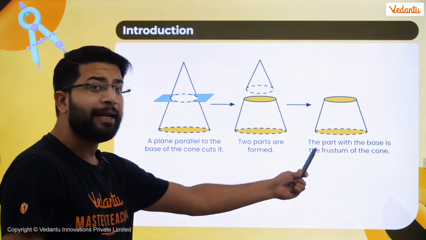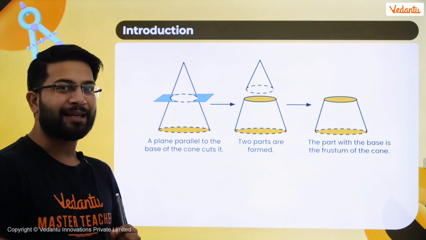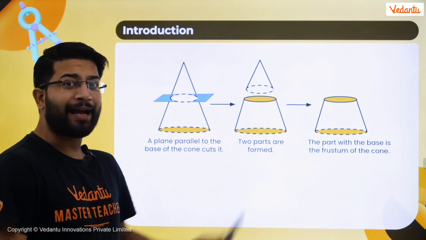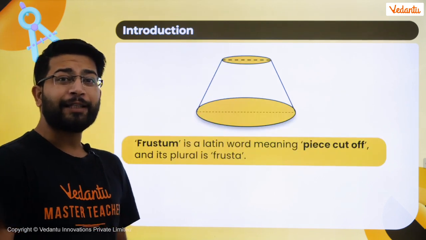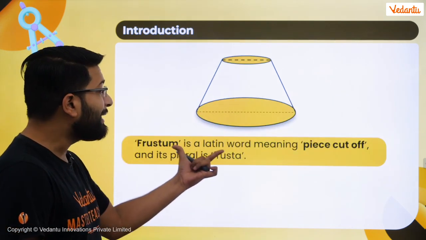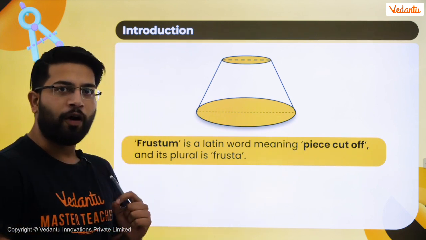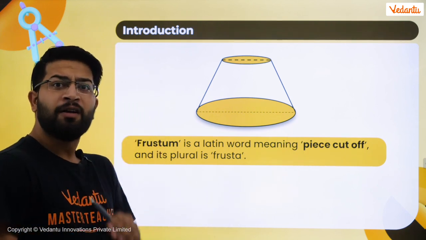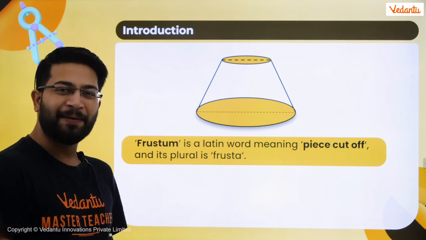So first of all, it is very important to understand what exactly a frustum looks like. So make sure that you know this diagram so that you can solve the questions easily also. Now, champ, the word frustum is a Latin word, the meaning of which is piece cut off. And we have seen this also, right? When we cut the cone in a particular manner, then we get a frustum.